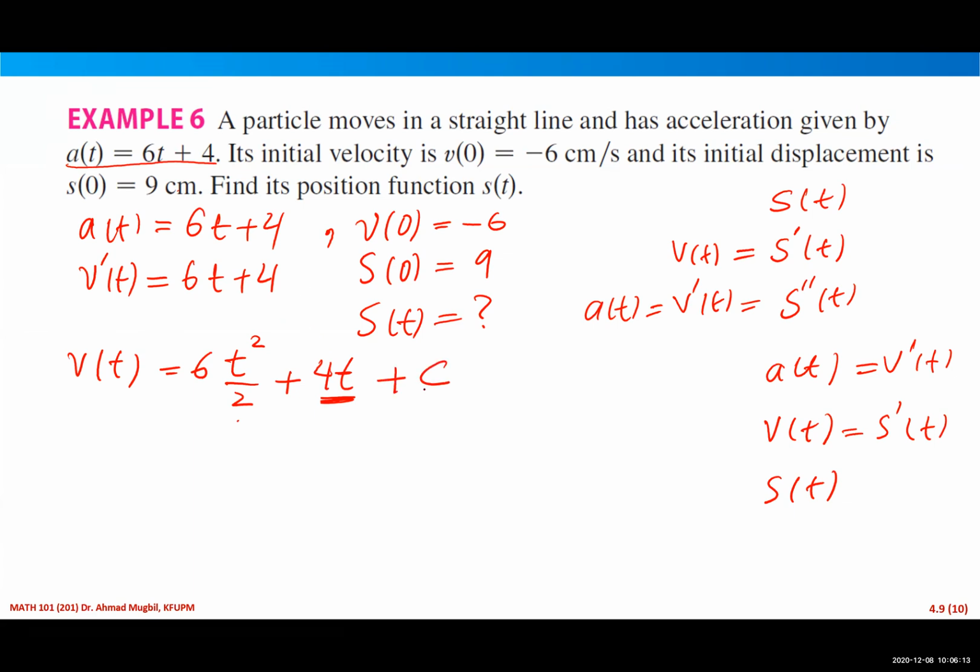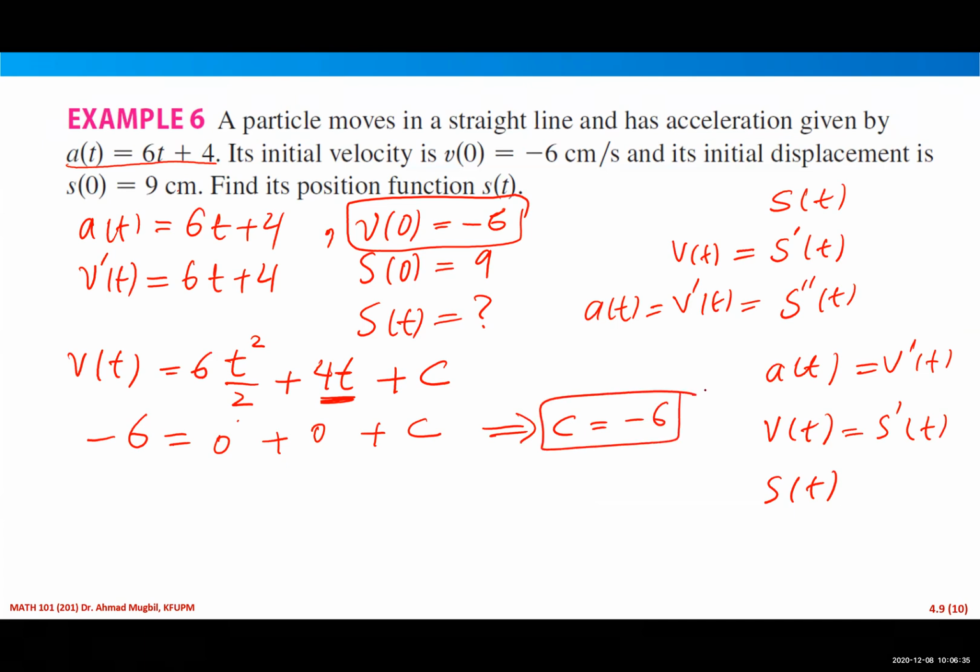But with the help of this condition, we can find the particular antiderivative. So just put t equals 0. If you put t equals 0, this will be 0 plus c. And what will be v at 0? v at 0 is negative 6. This will give you that c equals negative 6. So let's update our velocity now. Our velocity will be 6 over 2, which is 3, t squared plus 4t minus 6.